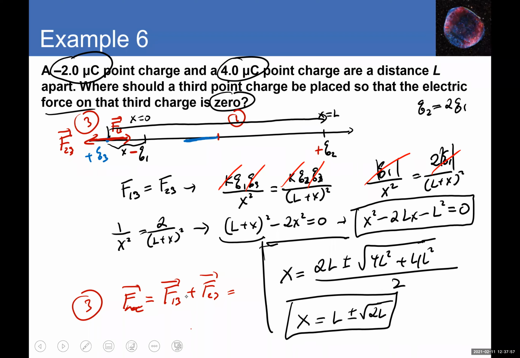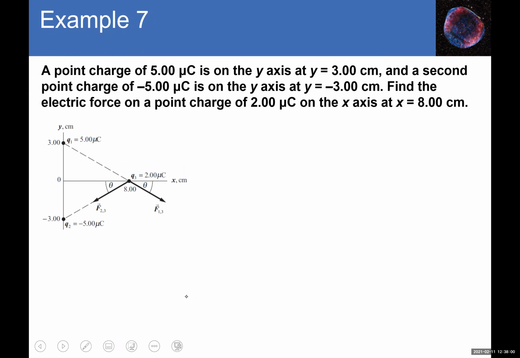All right, so let's continue. Here's another example. This one is a two-dimensional calculation for the force. I have a point charge of 5 microcoulombs on the y-axis at y equals 3 centimeters. The second point charge is negative 5 microcoulombs on the y-axis at y equals negative 3 centimeters. That means I have two charges on the y-axis. Then find the electric force on a point charge of 2 microcoulomb on the x-axis at x equals 8 centimeters. By placing particle 3 on the x-axis, now I'm making it two-dimensional.